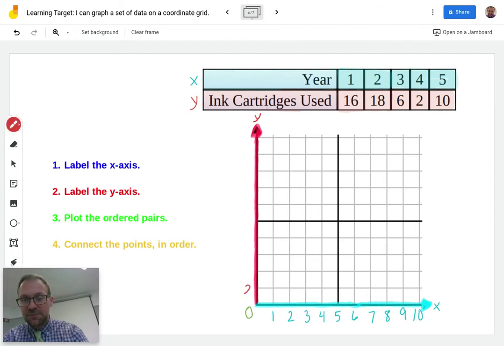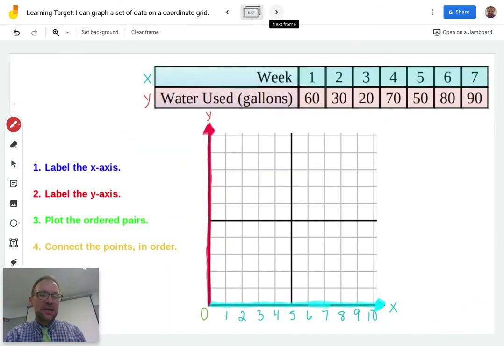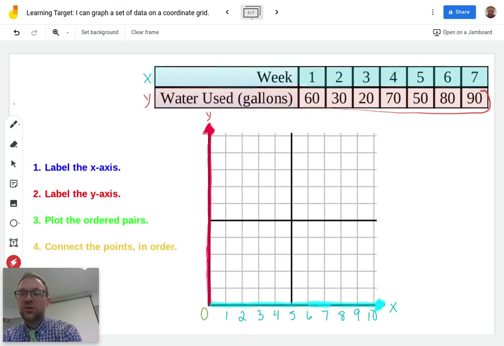So let's do that. 2, 4, 6, 8, 10, 12, 14, 16, 18, and 20. Let's do that one more time. Take a look at this data set. This data set here is the number of water used in gallons per week, and the actual data itself is made up of much bigger numbers.